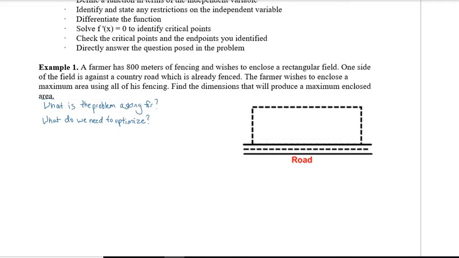A farmer has 800 meters of fencing and wishes to enclose a rectangular field. One side of the field is against a country road which is already fenced. The farmer wishes to enclose a maximum area using all of his fencing. Find the dimensions that will produce a maximum enclosed area.